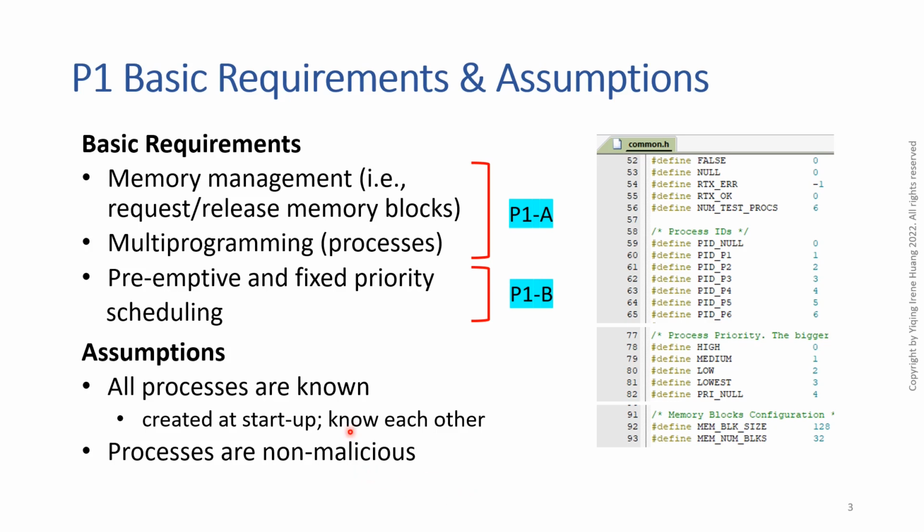The second assumption is that processes are not malicious. You may wonder why. Well, typically on embedded systems, we have different processes. They collaborate together to achieve some common goal. So that's why we make this assumption that they are collaborating. They don't purposely harm each other, let's say try to damage the other process's stack or things like that. We have a common.h file that lists all the PIDs and all the priorities and the memory size and the number of memory blocks and some commonly used macros.